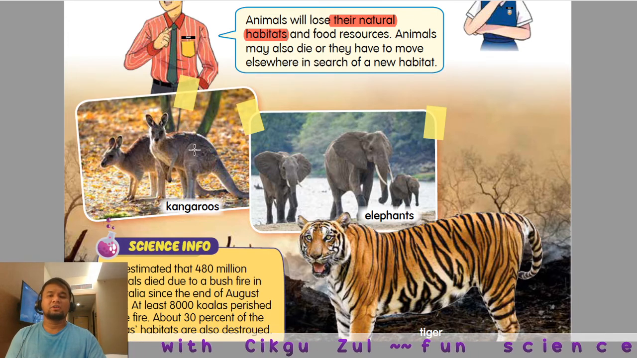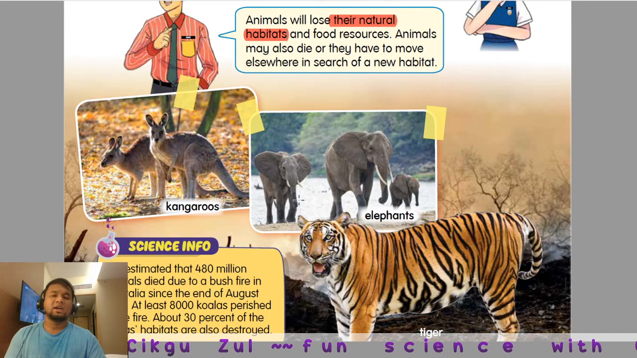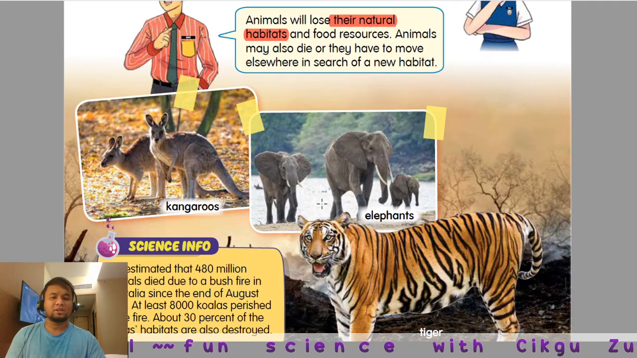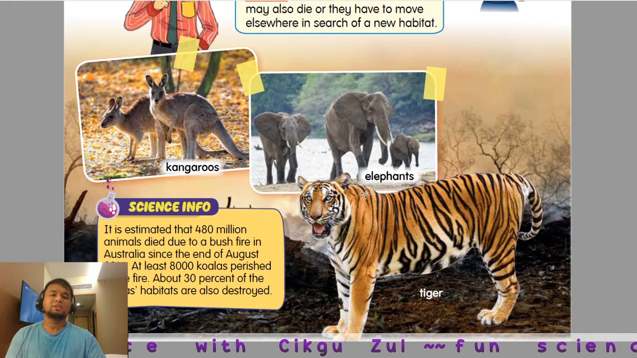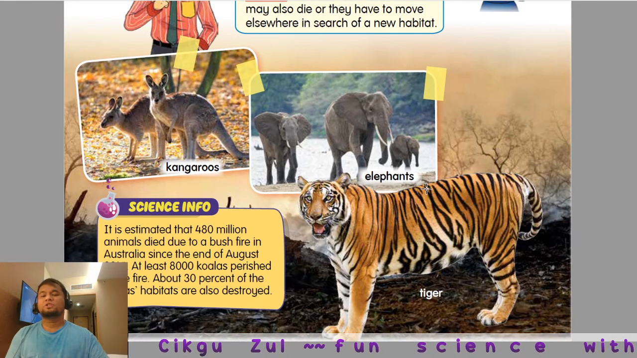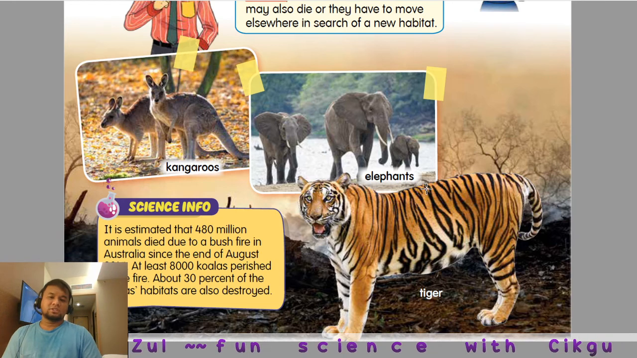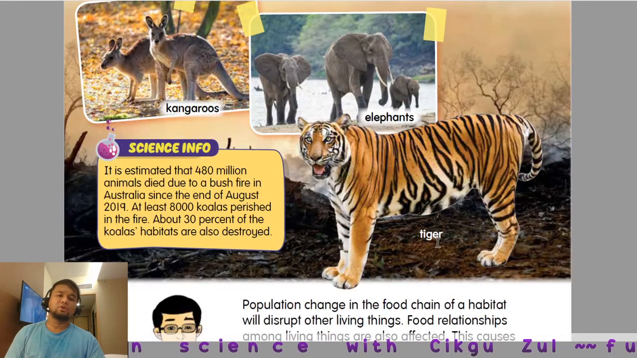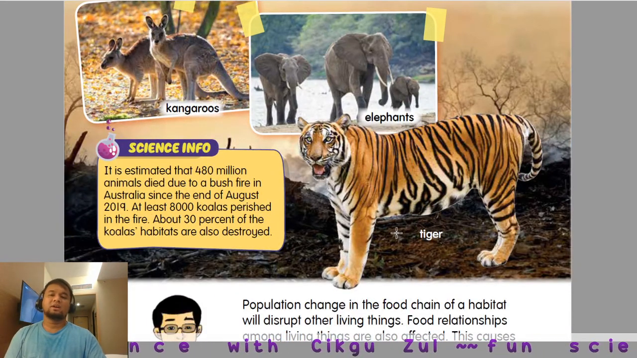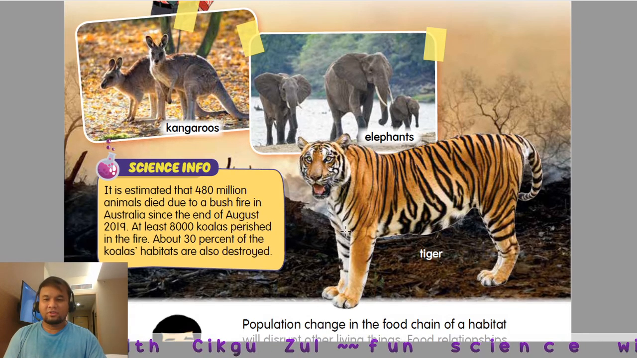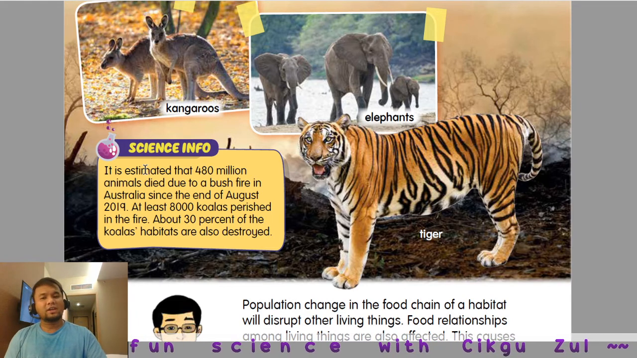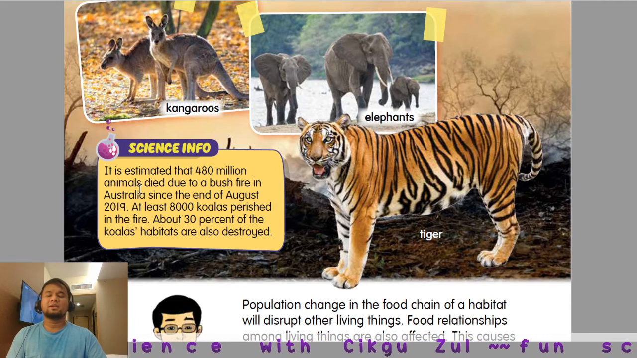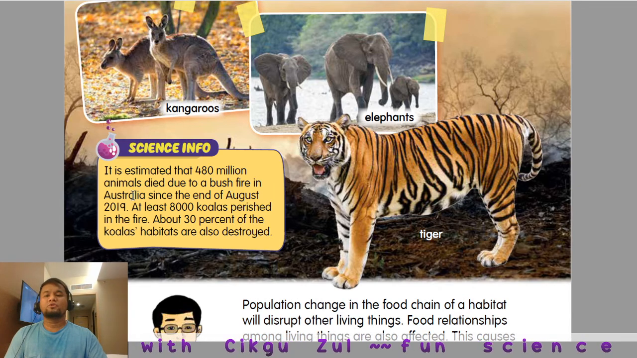Jadi kesianlah, tengok ni, kangaroo ni keluar pergi jalan. Elephant, mana lagi kawan-kawan dia? Kenapa tinggal 3 ekor saja? Kerana semuanya adalah berpunca daripada tindakan-tindakan yang tidak bertanggungjawab, irresponsible actions. So, kamu tengok dekat sini, tiger tinggal seekor saja. Mana lagi anak-anak dia? That is not good. Okay, so dia kata it is estimated that 480 million animals died in a bushfire in Australia pada Ogos 2019.